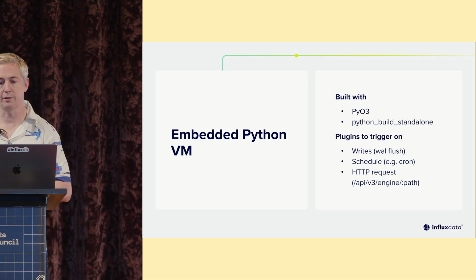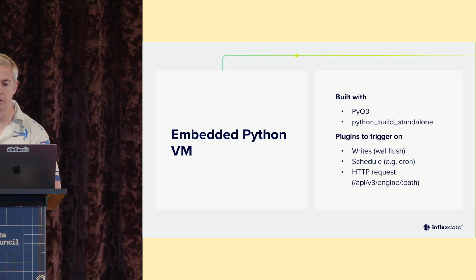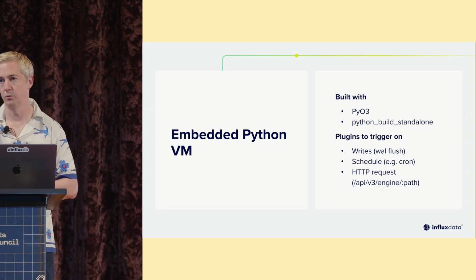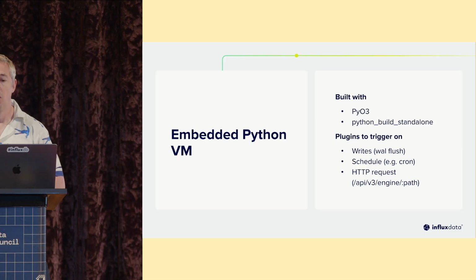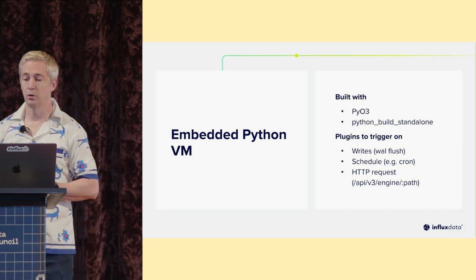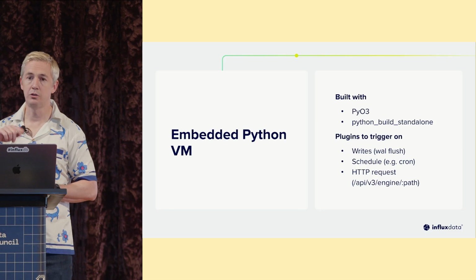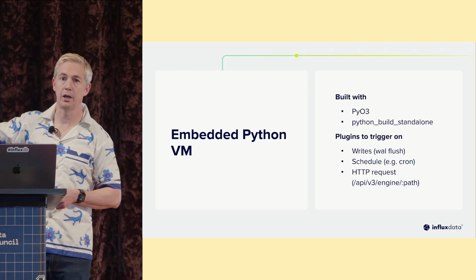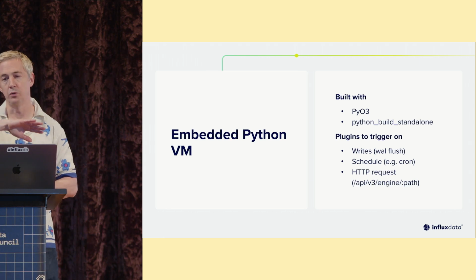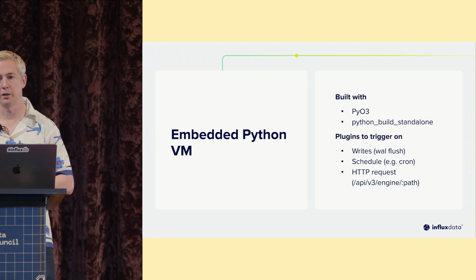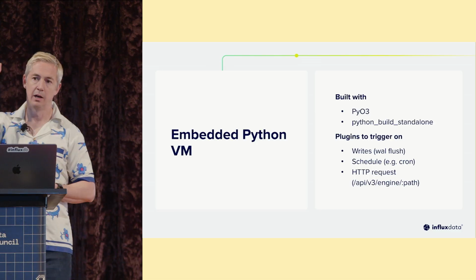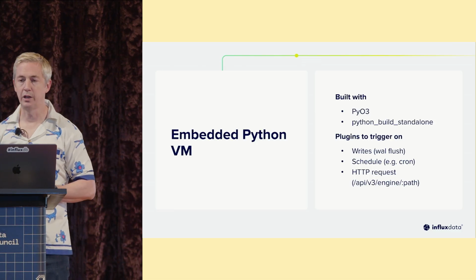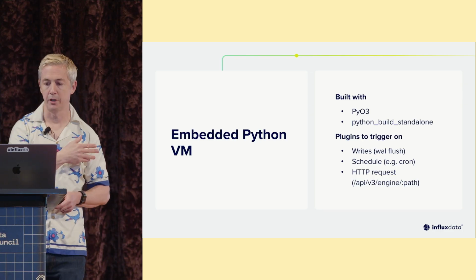You can trigger on writes, and I'll go through the write pipeline in a second. You can trigger on a schedule like cron, run once a second, once every 10 seconds. Or you can trigger on an HTTP request. We allow you to bind to an endpoint at API v3 engine and then some string. It will yield to your plugin that you've injected into the database the request headers and the request body. Then you can interact with the database, write data, query, and then send a response back.